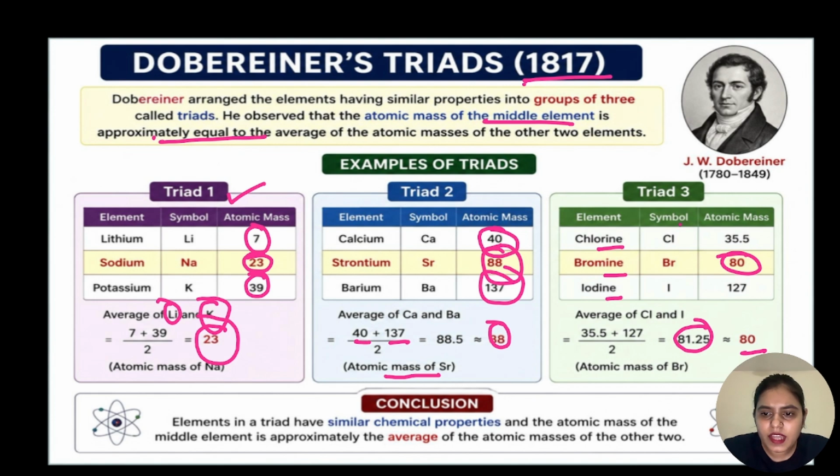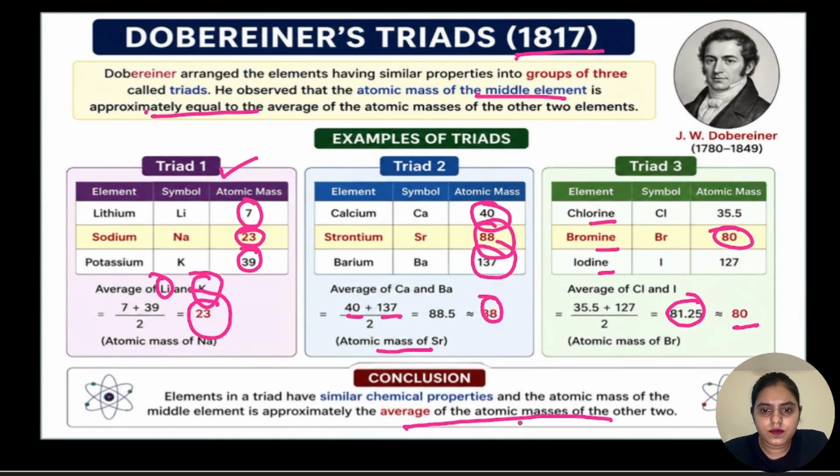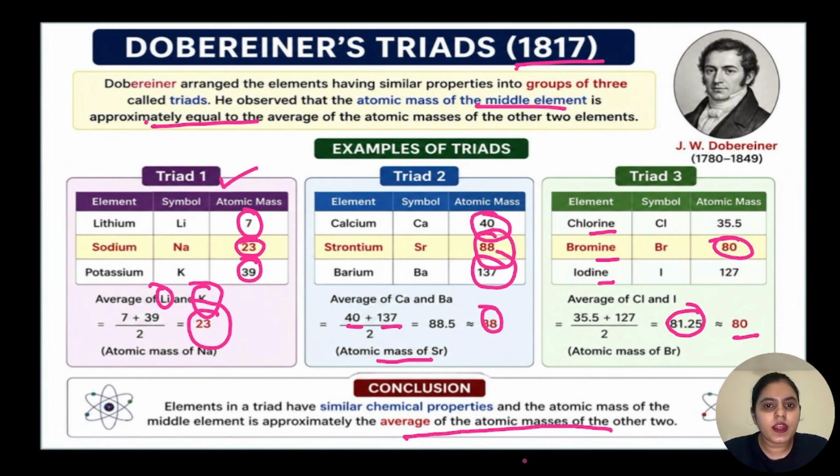From these examples, we can conclude that elements in a triad have similar chemical properties, and the atomic mass of the middle element is approximately equal to the average of the atomic masses of the other two elements. Okay, so remember one important limitation: Dobereiner triads work only for a few elements. So scientists needed a better classification system. Okay, so this is all about the Dobereiner triads.